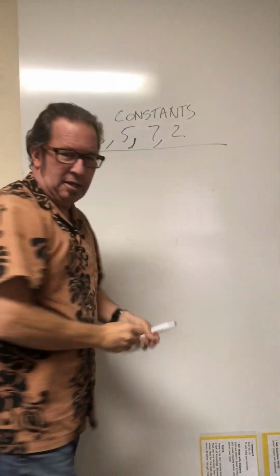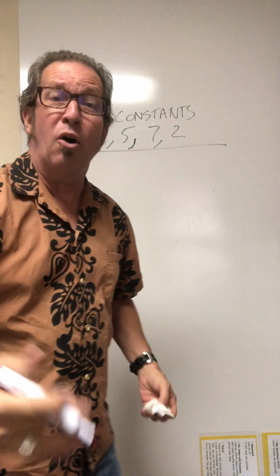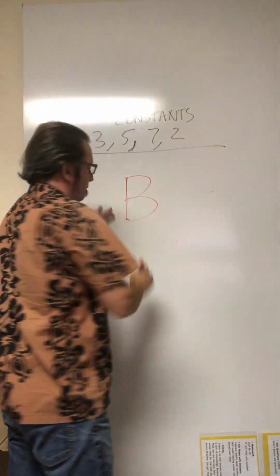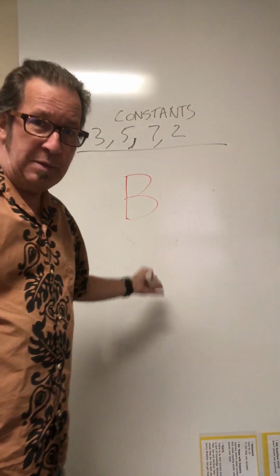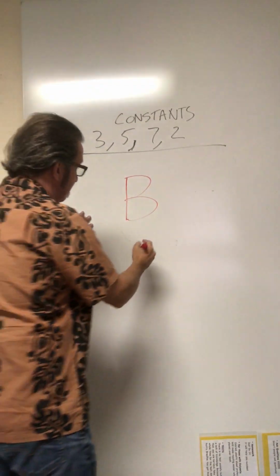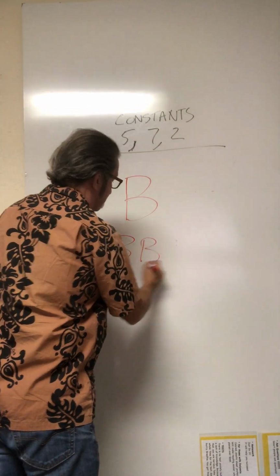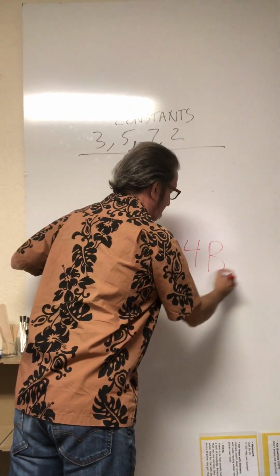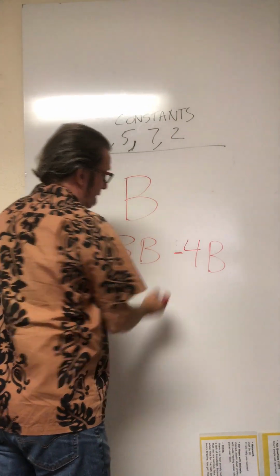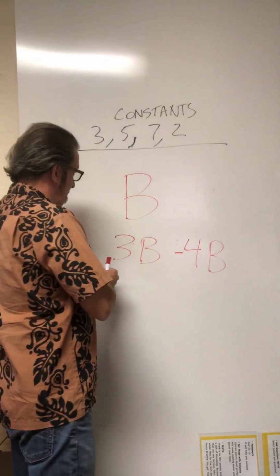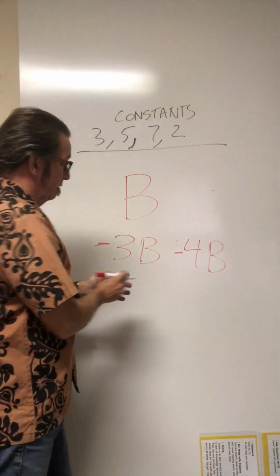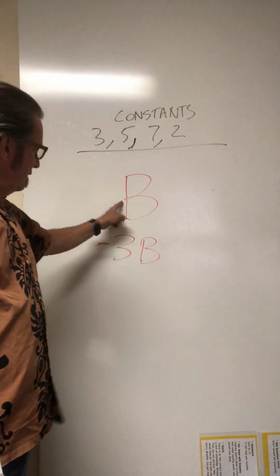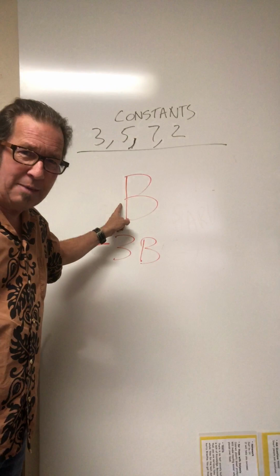And so let's take a letter. What's your favorite letter? B? Oh, good choice. B, all right? There's B. Now we could say maybe 3b, right? We could say 4b or negative 4b, right? We could do that. And we can make this negative 3b, right? We can do all of that. So the question here is, with this one, is there a number in front of that b?